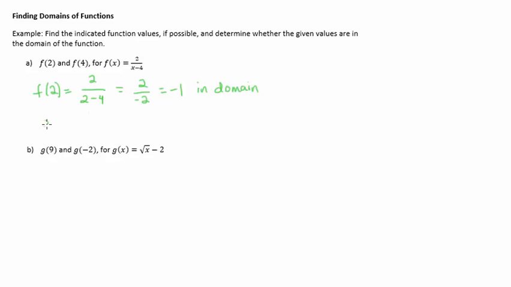And so now I want to plug in the 4. And I get 2 over 0, and that's a problem. We are not able to divide by 0. That's not how division works. And if you don't believe me, plug it into your calculator and you'll get an error. So we call that undefined when that happens. Since that value is undefined, we would say that 4 is not in our domain.